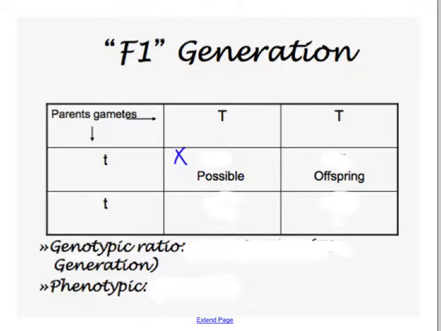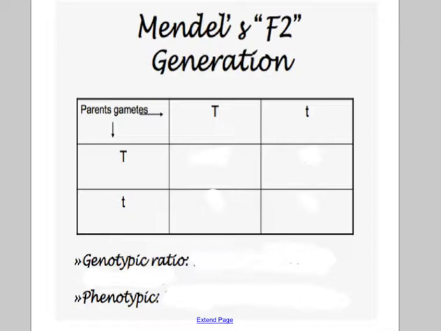Each of these right here represents possible kids. That's important to understand: these represent the possible offspring that could take place. That's a big thing to remember. Let's take a look at the next one here. This is where he took the first generation as parents, and this is going to be the second generation, the F2 generation.